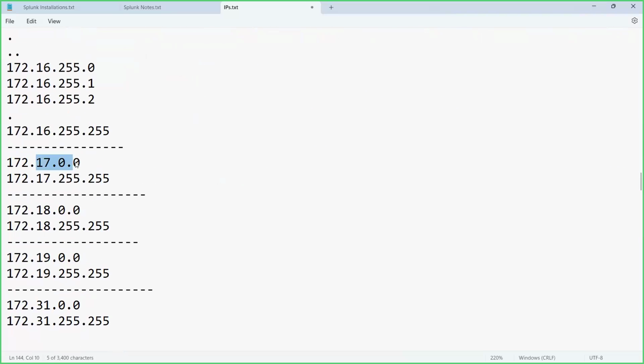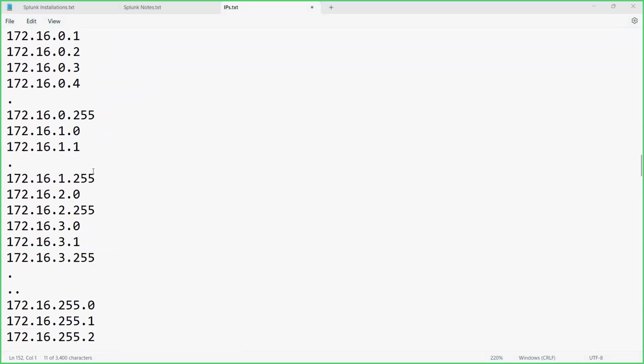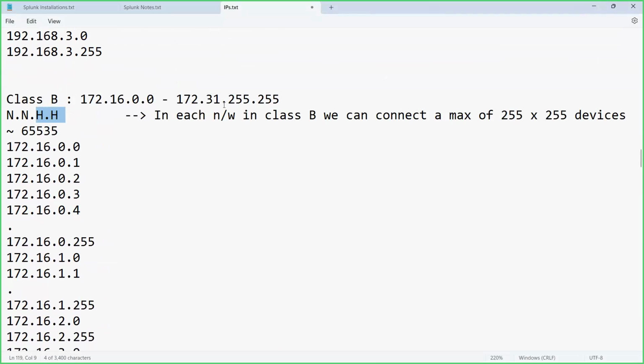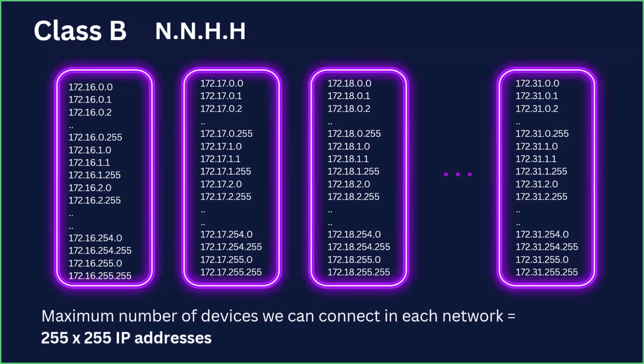Similarly, from 17.0.0 to 17.255.255, that's another network. After 17, you have 18, so the network divides again. From 18.0.0 to 18.255.255, that's another network. 19.0.0 to 19.255.255, that's another network. In a similar fashion, in every network now, we have two host portions. So in each network, you can connect a maximum of 255 into 255 devices, which is approximately 65,535. In class C, you could only connect 255 devices, but in each class B, you can connect approximately 65,000 devices. So that's the difference between each class.